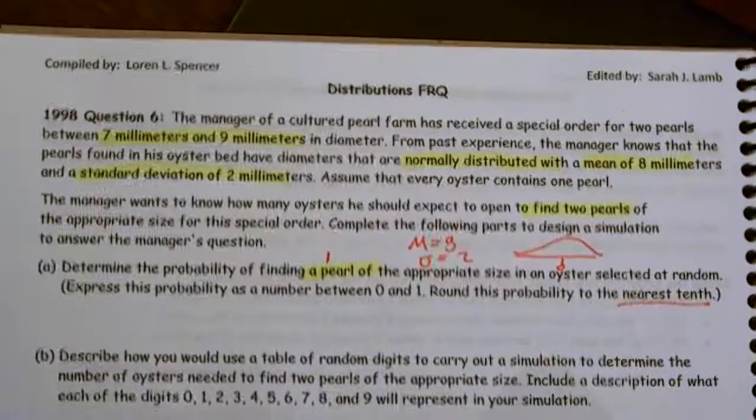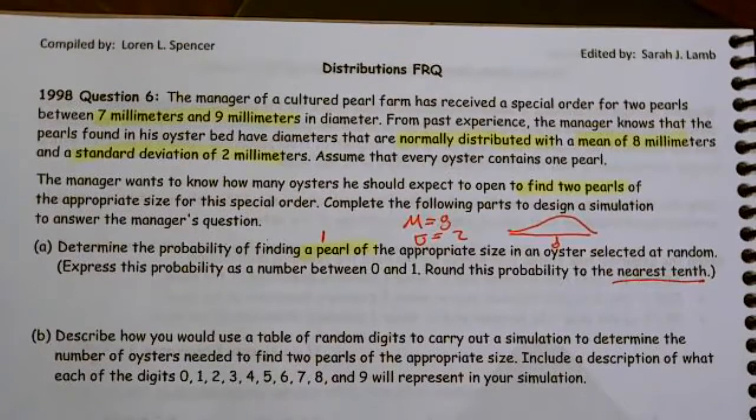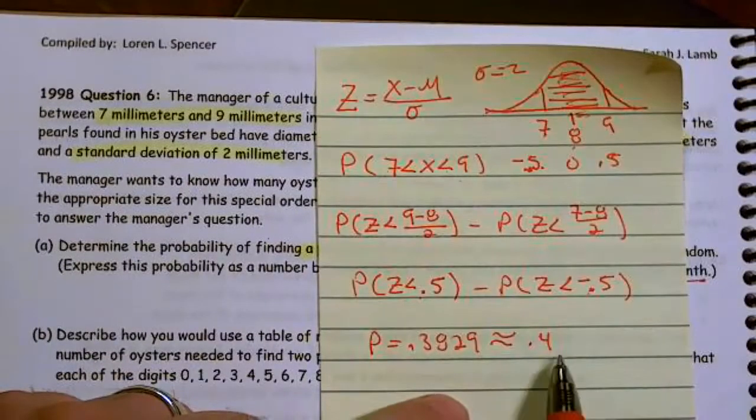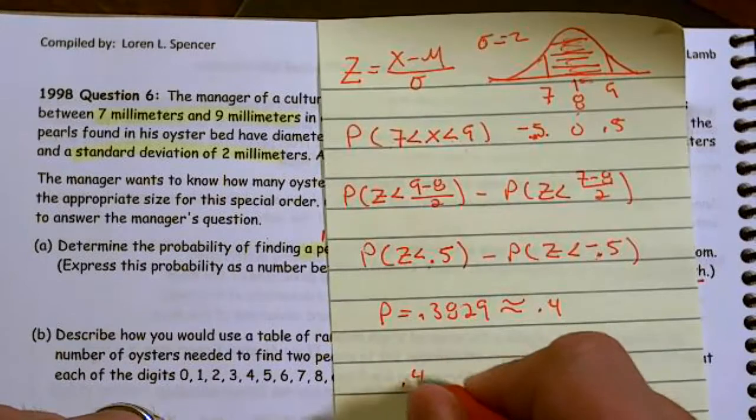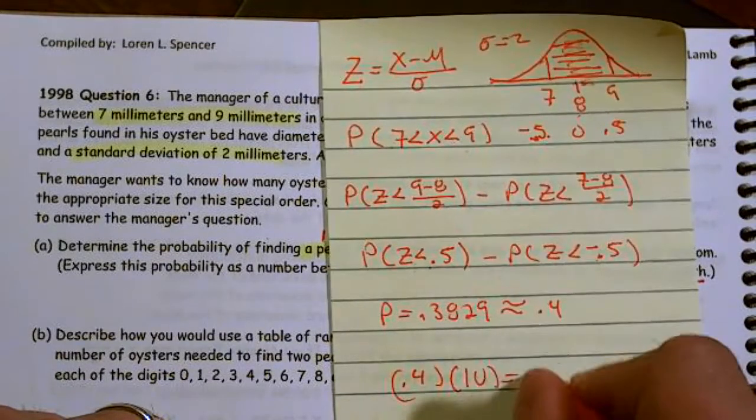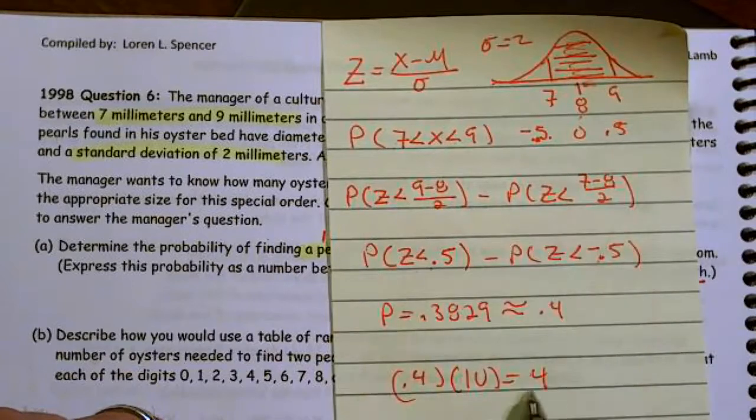Part B: describe how you would use a table of random digits to carry out a simulation to determine the number of oysters needed to find 2 pearls of the appropriate size. Include a description of each. In this particular case, the digits 0 through 9 will represent something in your simulation. They told us we're supposed to round to tenths, so 40%, or 0.4, and I have 10 digits, which means I need to choose 4 of those digits. Any 4 of those digits would represent pearls. The other 6 would not.